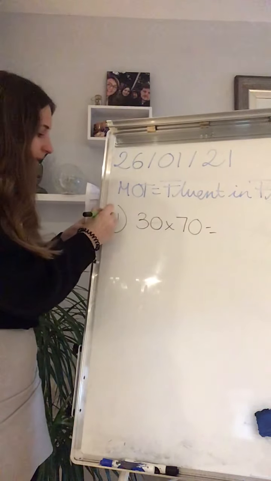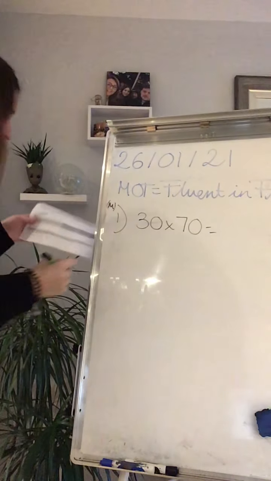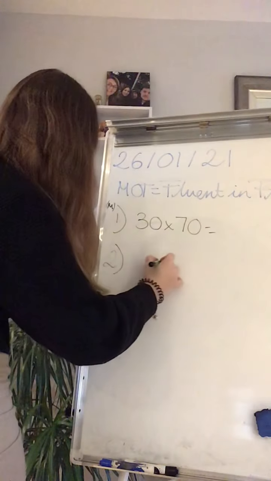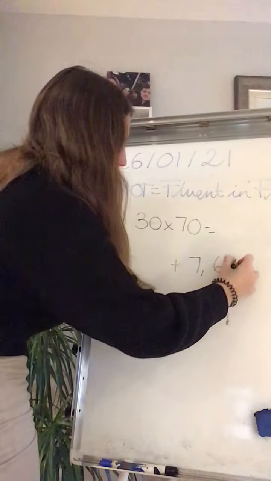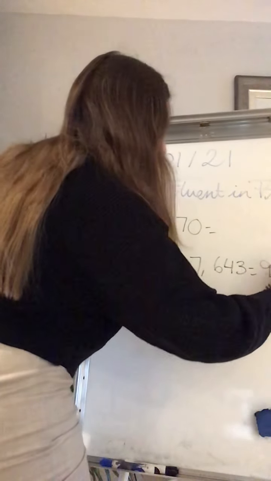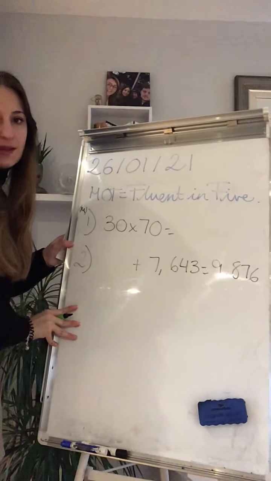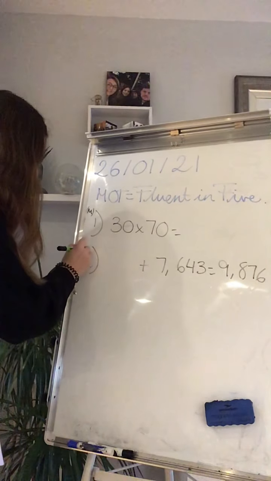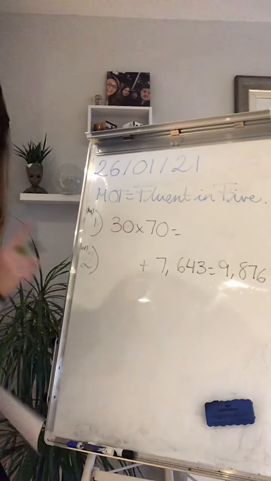This one you can do mentally. Your next one is something add 7,643 equals 9,876. This one you will need to do written, right? If not, jotting.